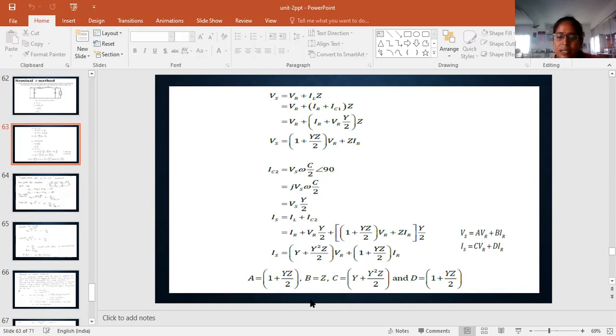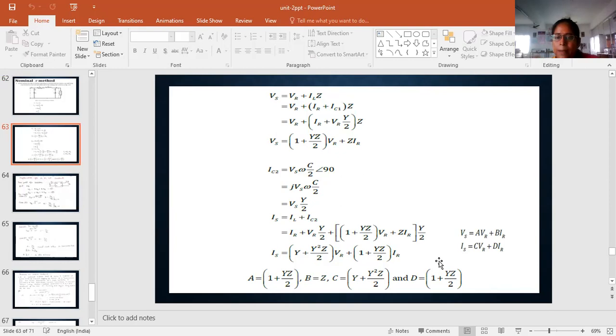And for the ABCD calculations, comparing with the two-port equation Vs equal to A into Vr plus B into IR, we can get the values of ABCD and check whether the two conditions are satisfied or not. So in the second chapter we derive the nominal T method, the nominal pi method and the end condenser method. These three are in the medium transmission line.